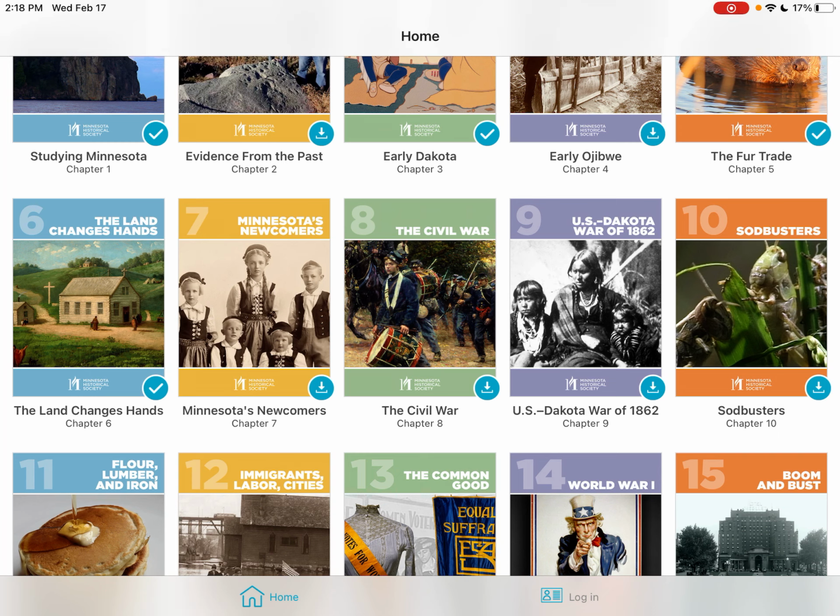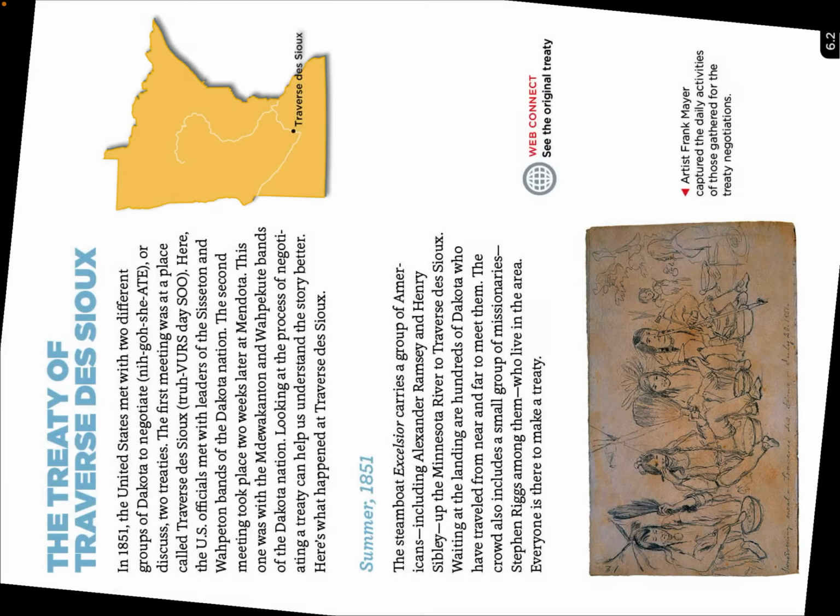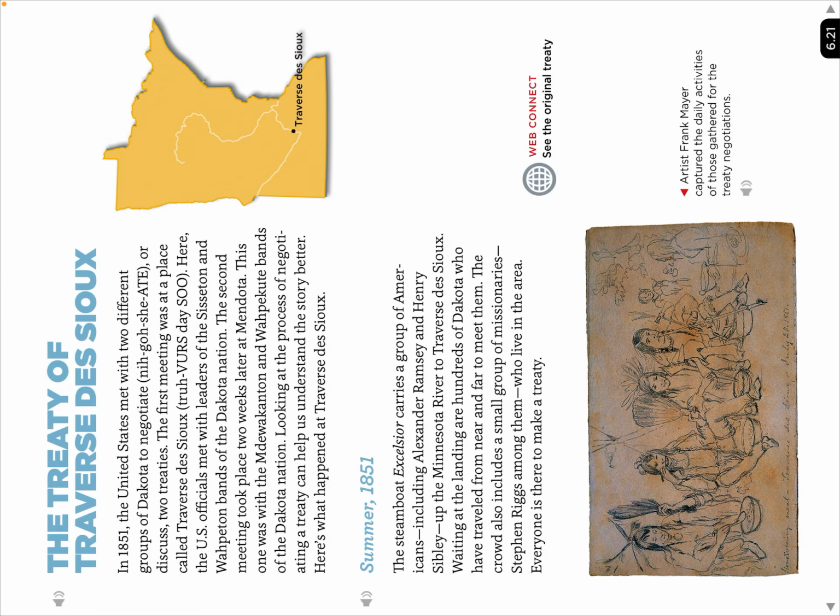Right now we know the treaty, what a treaty is. It's an agreement between two or more nations. We know who was involved. It was the Dakota and the United States government. Now we need to know exactly what happened at the treaty. So for that, we need to go to pages 6.21. Okay? So in the summer of 1851, so bear with me if you wouldn't mind, everybody.